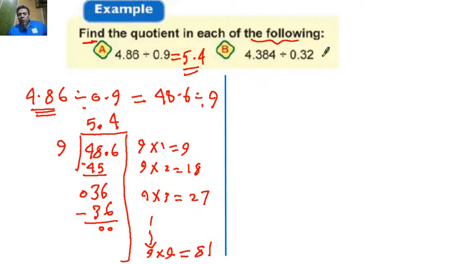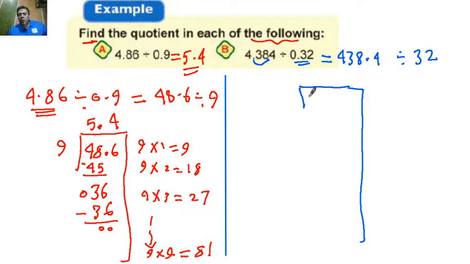When we multiply the divisor by 100, the divisor becomes 32. When we multiply the dividend by 100, the decimal point moves 2 digits, then the result is 438.4. And do the same steps as the previous example. 438.4 divided by 32, and do the same steps.